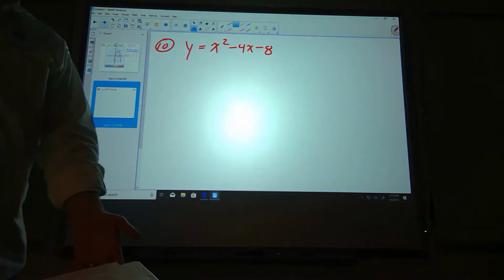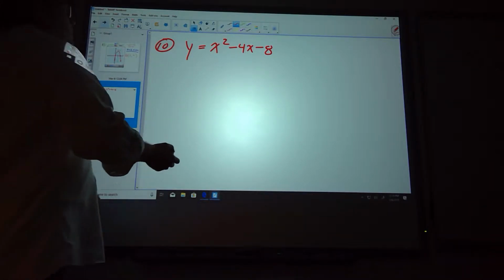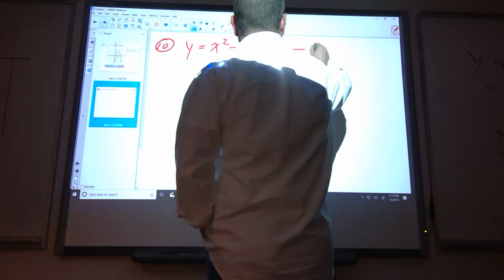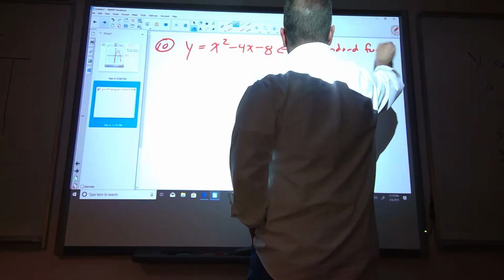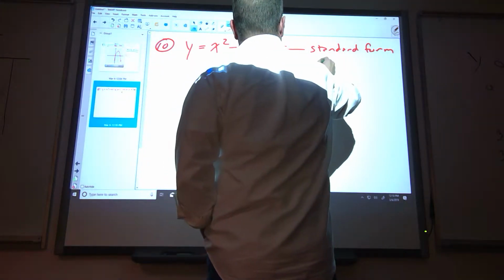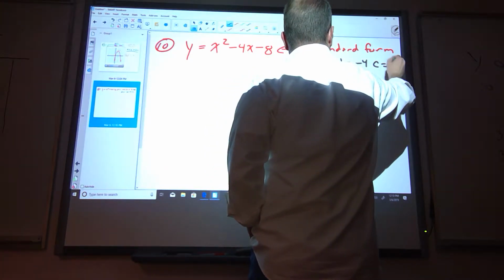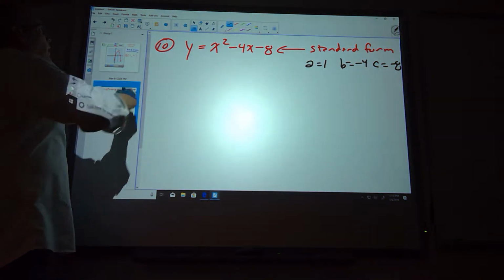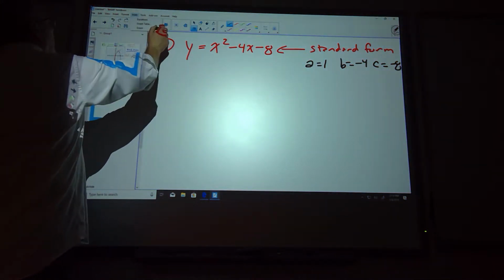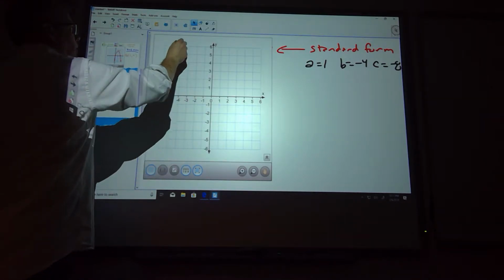This is not in factored form, or intercept form. This is actually in standard form, okay? So this right now is listed in standard form. So that tells me my a value is 1, my b value is negative 4, and my c value is negative 8. So there's all kinds of information that'll give us right there. Let's put a graph up there. Move it down a smidge.